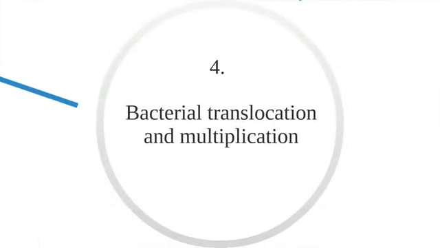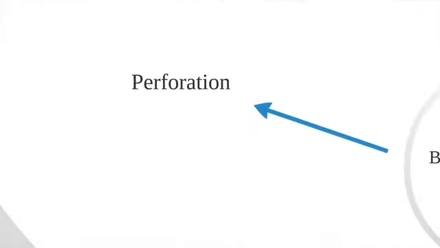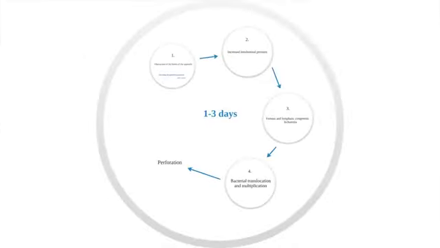This loss of normal function allows bacterial translocation and multiplication within the appendix. Occasionally, perforation then occurs due to weakness in the wall secondary to necrosis and bacterial infection. It is important to remember that these events occur rapidly, with the complete cycle taking anywhere from 1 to 3 days. This is why it is important to recognise and treat early if possible.